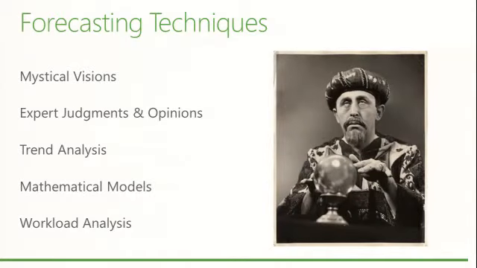So there are different ways to forecast things. I tend to lean more towards the lower items on that list: trend analysis, mathematical models, workload analysis. Trend analysis is basically the process of looking at historical information and projecting that into the future to predict where things are going. People try to do that with the stock market. Sometimes they win, sometimes they lose. But you're just assuming that the historical information is going to be a predictor of what's going to happen in the future, which doesn't always happen.